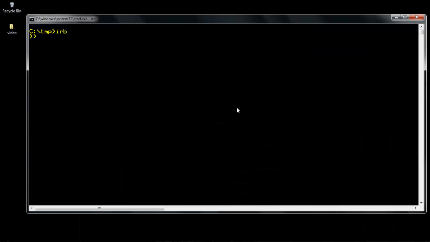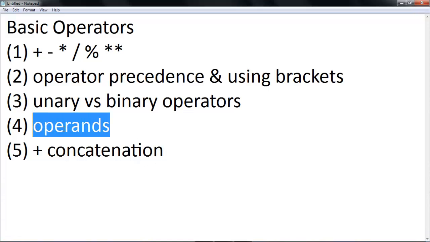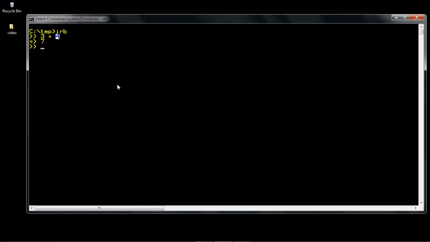by going to interactive Ruby. Now in interactive Ruby you can get an answer directly. This is something like a calculator. So let's start with the simplest: 3 plus 4. Now what is happening here? This is an operator, addition, numeric addition. Okay, now these two numbers 3 and 4 are what we call the operands. Operands are what operators work on. So in this case the operator is plus, the operands are 3 and 4.